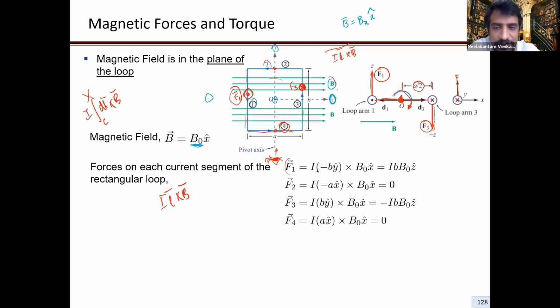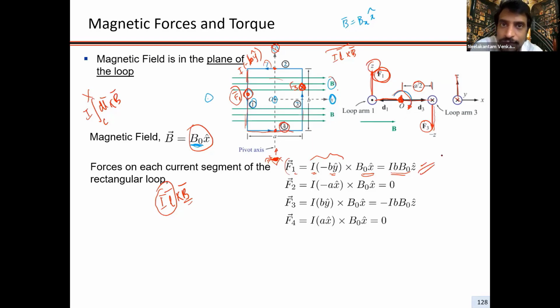So if I break it up, F1 is going to be my current in the direction of negative y hat, because the current is going down, opposite to y. So this is going to be I times negative b, b being the length of the vector in the y hat direction. So this is my IL vector for section 1, cross B, where B is B naught x hat. If I do that mathematically, I get I b B naught z hat. You got your F1 in the z hat direction.